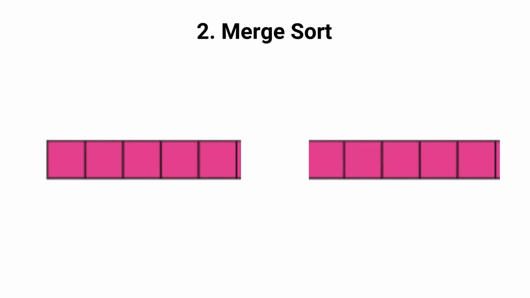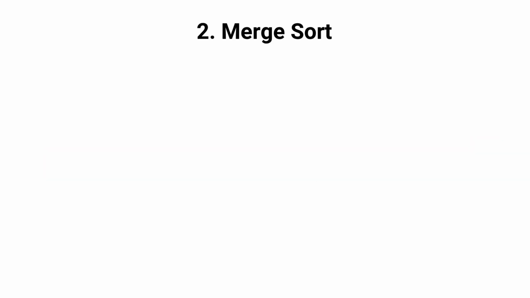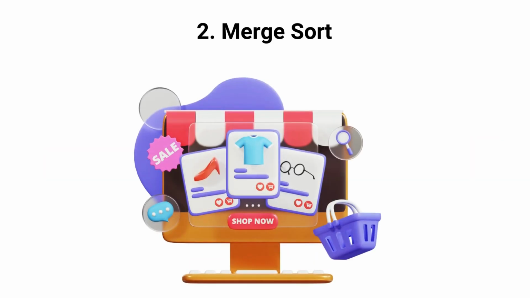Next one, merge sort. A divide and conquer algorithm that splits the array and merges the sorted parts. It runs in O(n log n) time. So with merge sort, if there is an array I need to sort, it will divide it in half and sort based on that. For example, in e-commerce, sorting products by price efficiently. Next, quick sort. Similar to merge sort, but uses a pivot for partitioning. So there is a pivot point for partition.